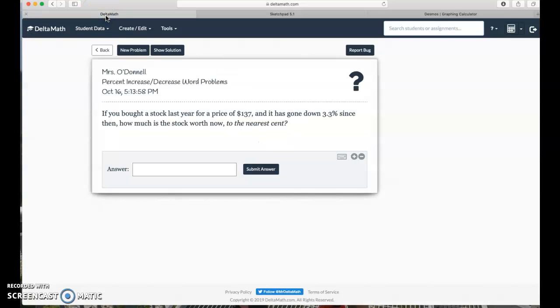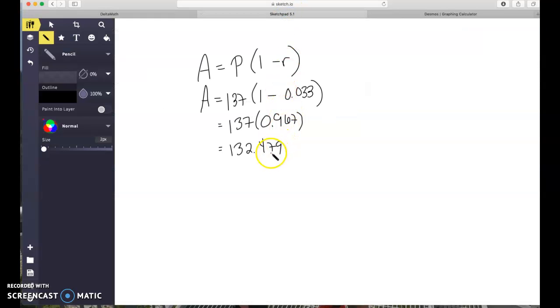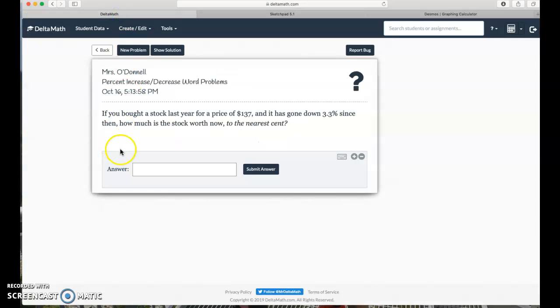And they want us to round to the nearest cent. So that means that 5 and above, give it a shove. So that 9 is going to round that 7 up to an 8. So 132.48.